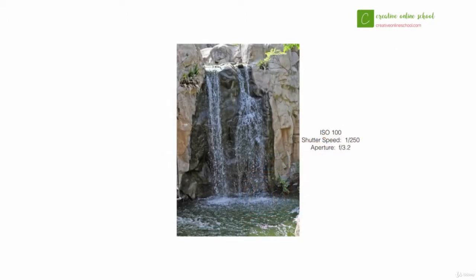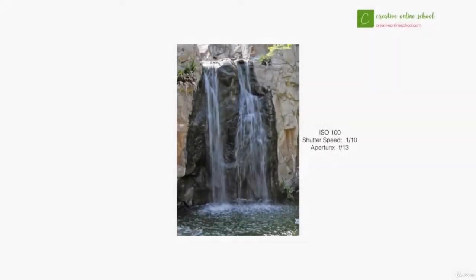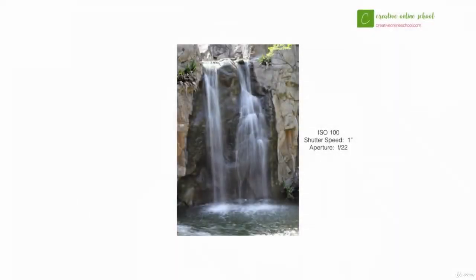Here's a visual to give you an idea of the impact of shutter speed. The waterfall that you see here, taken at 250th of a second, shows pretty much the water droplets being frozen as they fall down. In the next image, taken at a 60th of a second, you start to see some motion blur. Even slower than that, at a 10th of a second, you see even more blur. And a 1-second exposure, you see you're starting to get that silky waterfall look that you may have seen before.